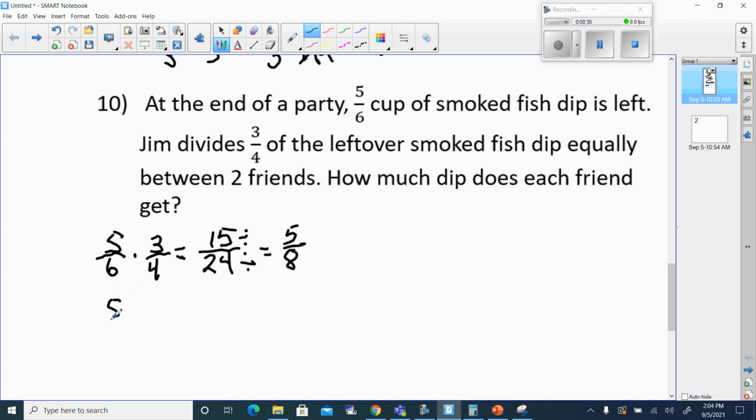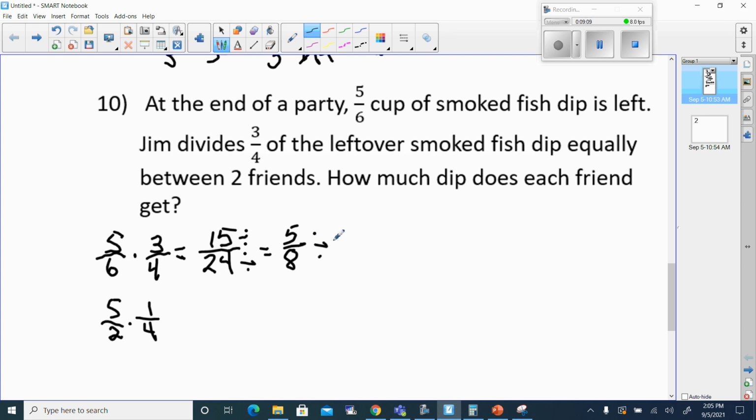This could have been 5/2 times 1/4. And then you see we still get the same answer, right? 5 times 1 is 5, 2 times 4 is 8. Now we know that there's 5/8 left over, okay? 5/8 left over is 3/4 of 5/6, okay? And now we're going to go ahead and divide that by 2, right?